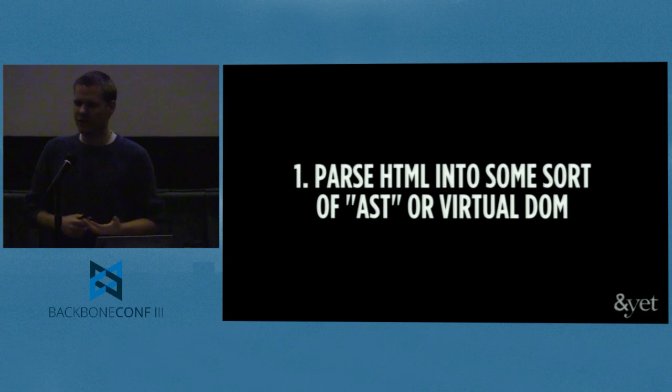So what would we have to do in order to do this, right? First of all, we can't just diff two HTML strings. You have to understand what they're containing, right? So you have to parse it, because otherwise you don't know what the elements are, and you have to understand that in order to get an intelligent diff out of them. So you have to parse it into some sort of AST or virtual DOM.